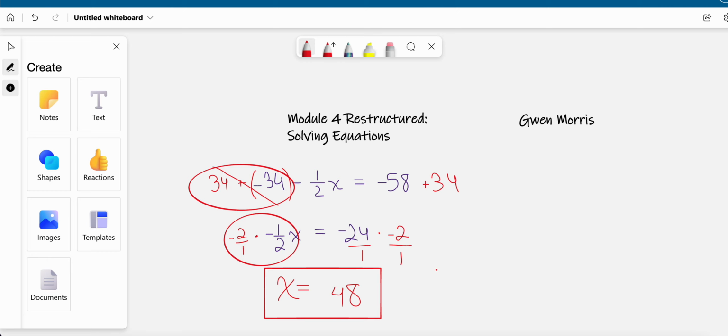So let's just check this real quick to make sure we did it right. I'm just going to visually do this real quick. I could write it out, but I don't have much time left here. So 1/2 of 48 would be 24. Negative 34 minus 24, or you could say adding negative 24, would equal negative 58. So that is my restructure video here.